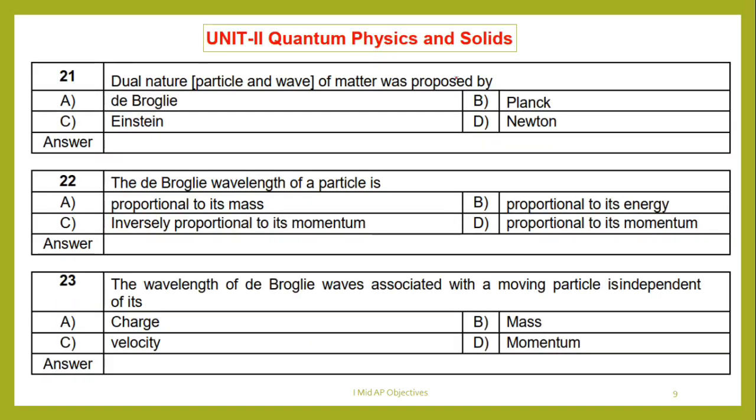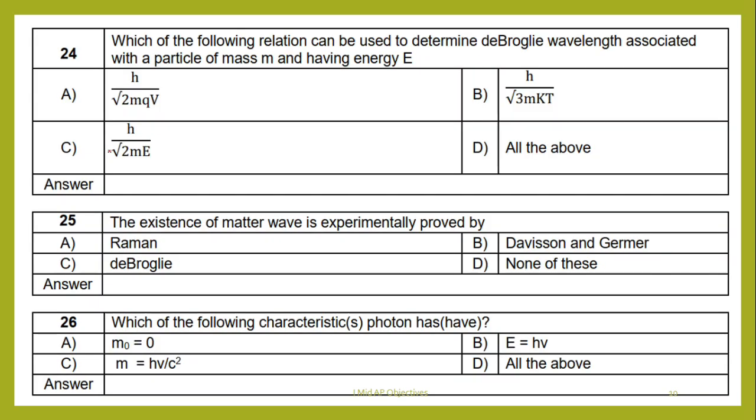The dual nature of matter was proposed by de Broglie. The de Broglie wavelength of a particle is inversely proportional to its momentum. The wavelength of de Broglie waves associated with a moving particle is independent of its charge. Which of the following relations can be used to determine the de Broglie wavelength associated with a particle of mass m and having energy E? h by under root 2mE. The existence of matter waves was experimentally proved by Davisson and Germer.